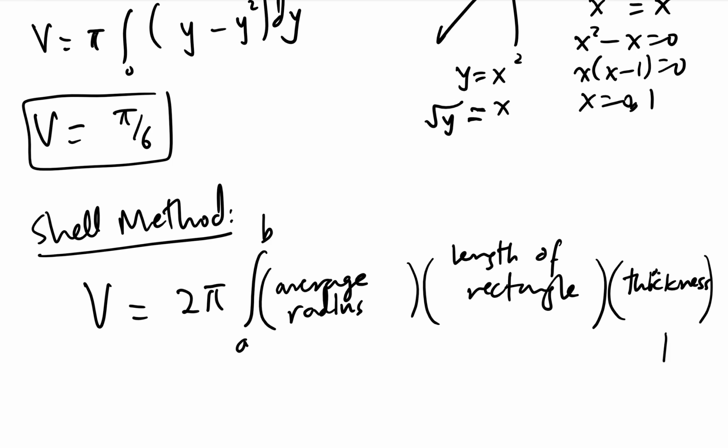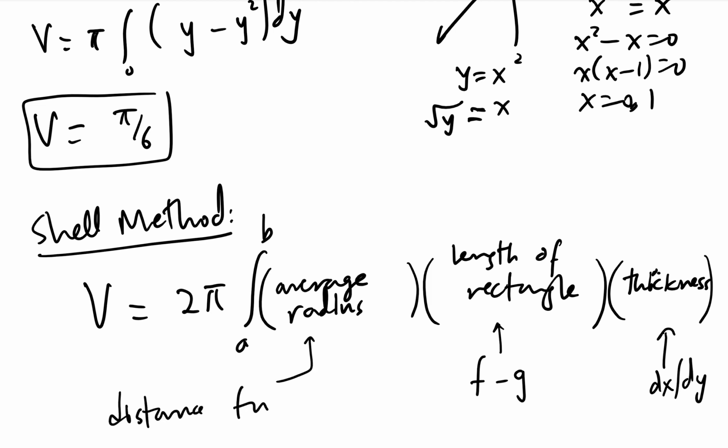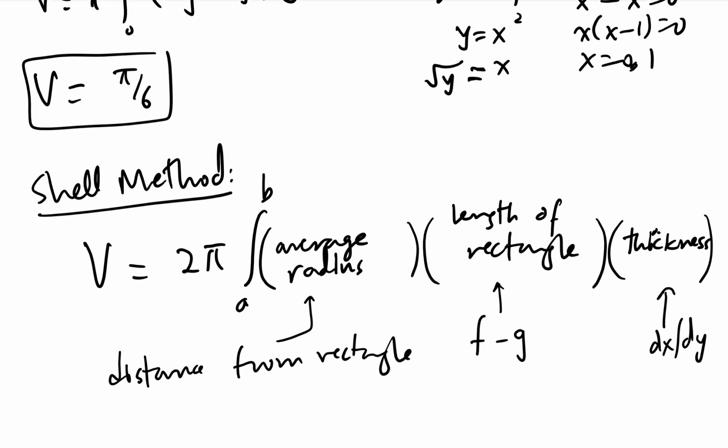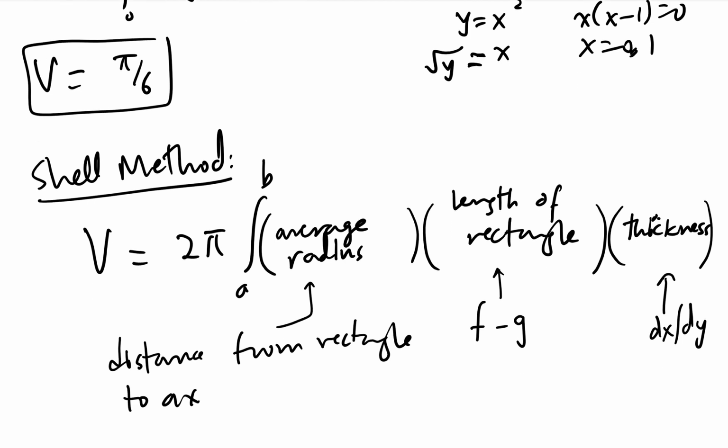So for the thickness, that's usually dx or dy. Length of the rectangle, usually it's f minus g, something like that, like the upper minus lower or right minus left. The average radius is the distance from rectangle to axis of revolution.